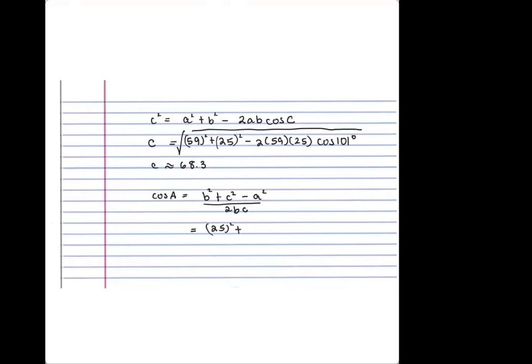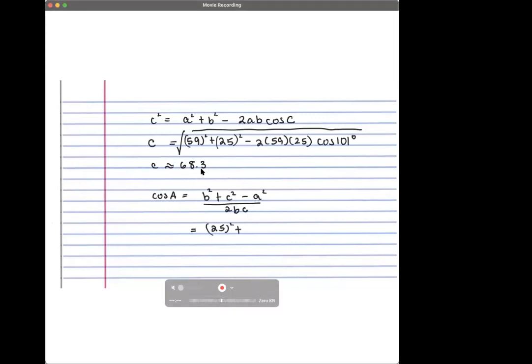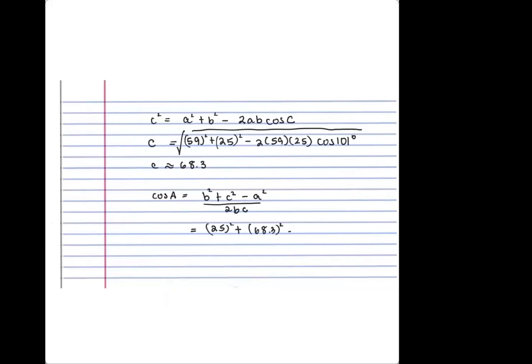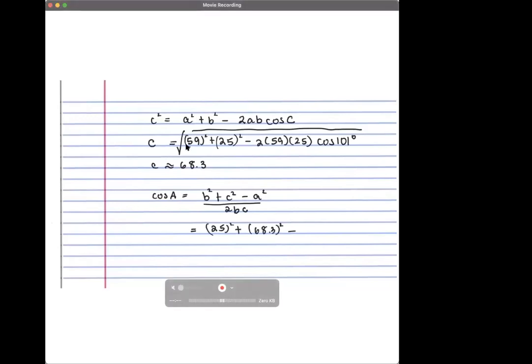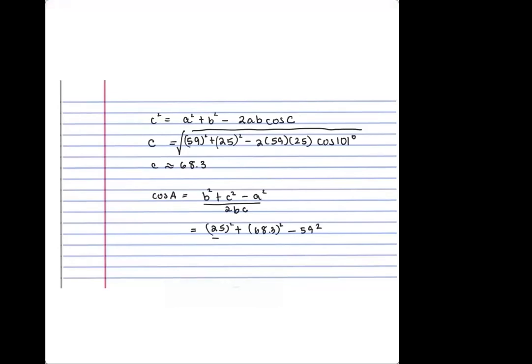C squared, we just derived it. It was 68.3. Minus A squared, A was the 59. All over 2 times the two numbers upstairs, the 25 and the 68.3. And then let's just take the cosine inverse of that.